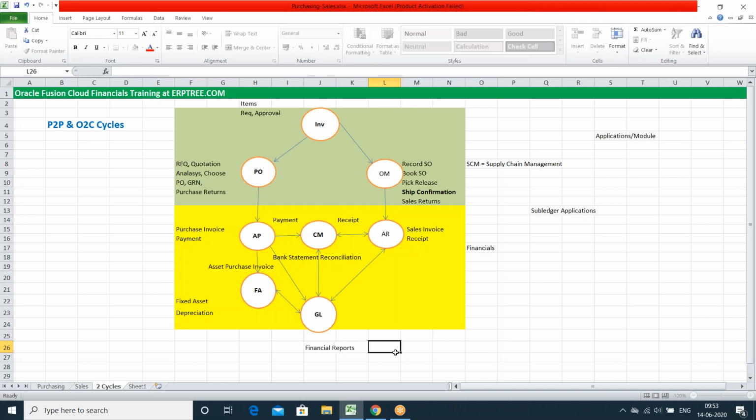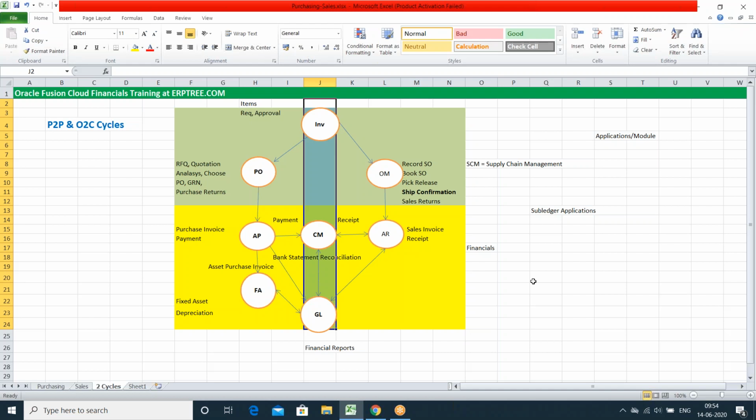For every department, we have a separate application. We can prepare the financial reports. If you notice here, these three applications or three departments are common for P2P and O2C. Okay, these are three common departments. The remaining ones, you can see, are completely specific to cycles.